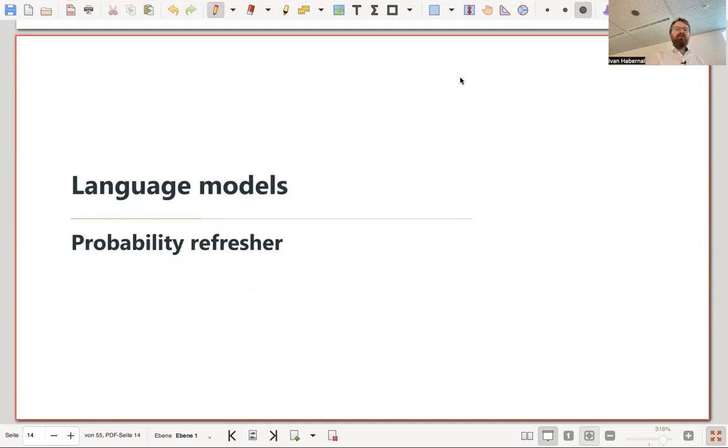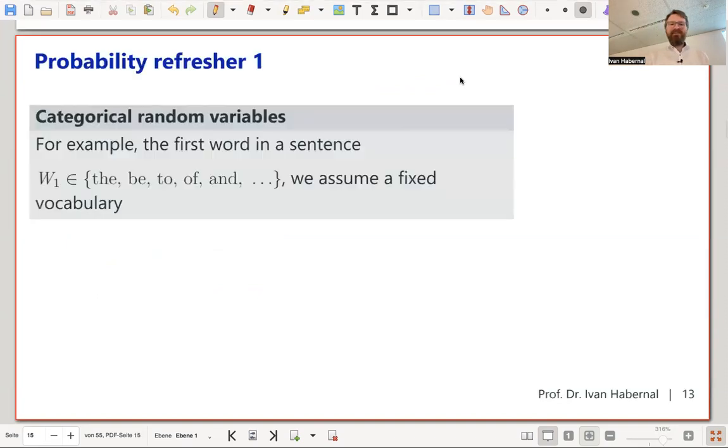For language modeling, we need some probability. I asked you in the first exercise, how is your probability theory? And everybody will say, yeah. Okay, so let's see.